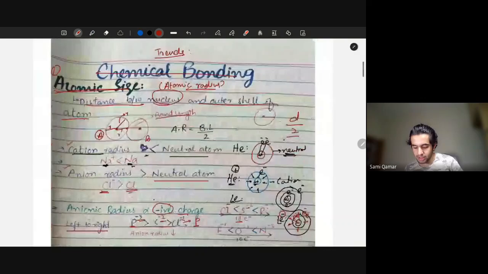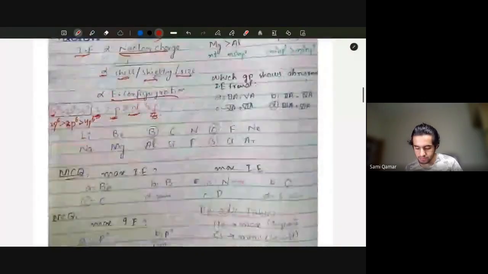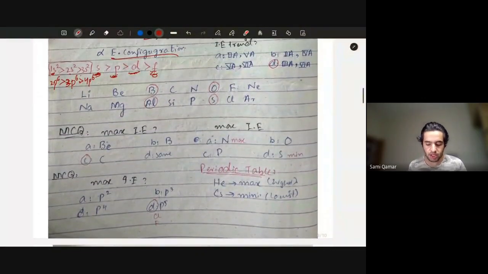If you don't, let's go back and talk about it here. We have these elements. This is the second period, and this is the third period. Lithium, beryllium, boron, carbon, nitrogen, oxygen, fluorine, and neon. And then we have sodium, magnesium, aluminium, silicon, phosphorus, sulfur, chlorine, and argon. These are noble gases.